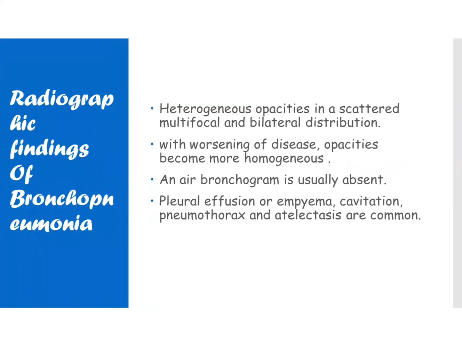Then let's look at radiographic findings of bronchopneumonia. So you see heterogeneous opacities in a scattered, multifocal and bilateral distribution. If you remember in lobar pneumonia, we said that they're homogeneous opacities. In bronchopneumonia, they're heterogeneous opacities. However, one thing you need to note is that with worsening of disease, opacities may become more homogeneous. Air bronchograms are usually absent, and pleural effusion or empyema, cavitation, pneumothorax, and atelectasis are all very common in bronchopneumonia.